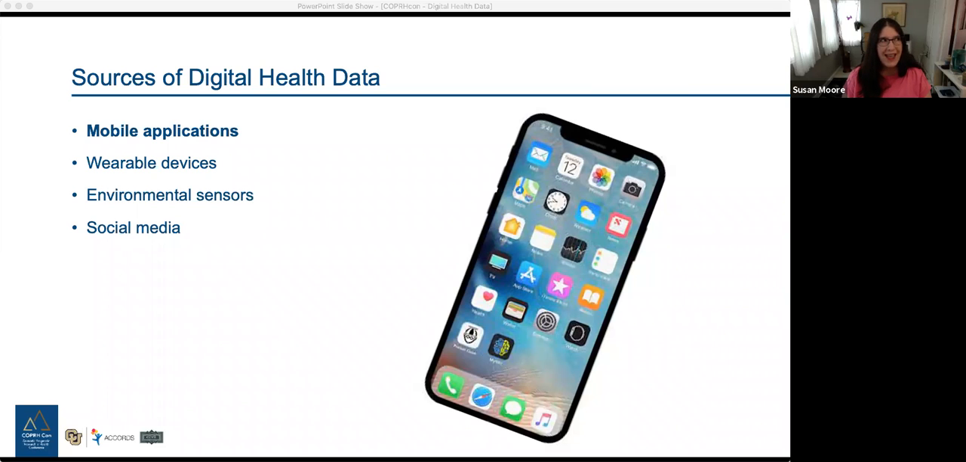Unfortunately, there's a wide variation in the quality of those applications. There is currently not a single standard way of reviewing or determining what is a good or a trustable app. Some are clinically validated, some are not. Some have an evidence base, many do not. Some are regulated by the FDA and a lot aren't, depending on the type of application or the interaction that you're having with it.